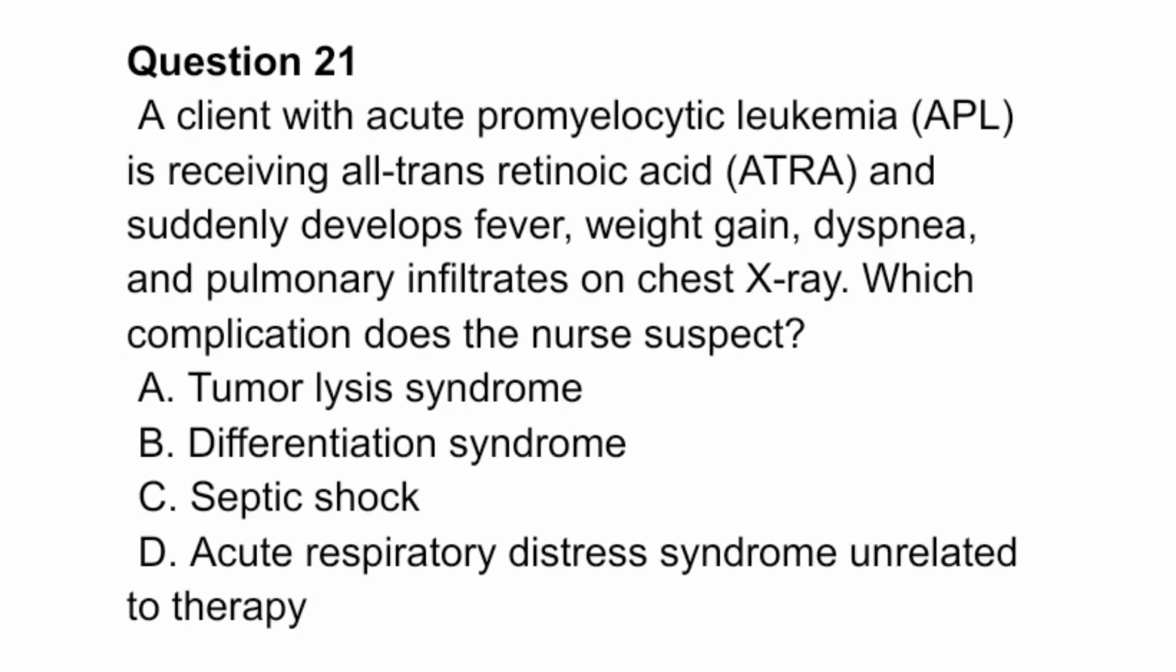Question 21. A client with acute promyelocytic leukemia, APL, is receiving all-trans retinoic acid, ATRA, and suddenly develops fever, weight gain, dyspnea, and pulmonary infiltrates on chest X-ray. Which complication does the nurse suspect? A. Tumor lysis syndrome. B. Differentiation syndrome. C. Septic shock. D. Acute respiratory distress syndrome unrelated to therapy.